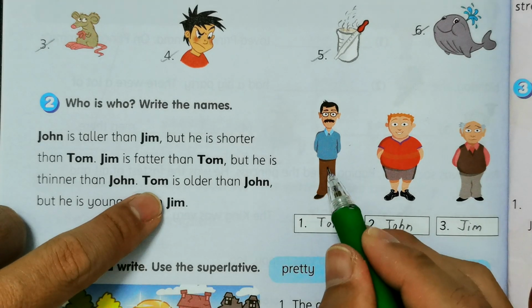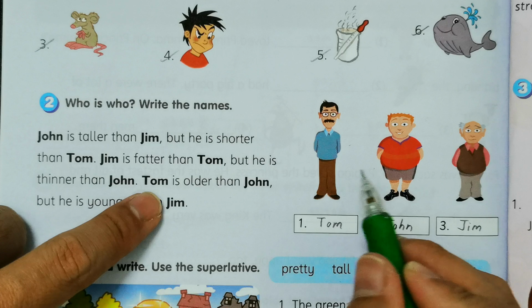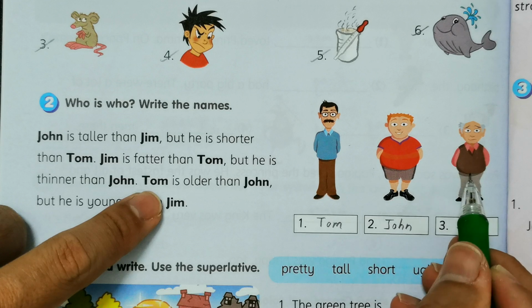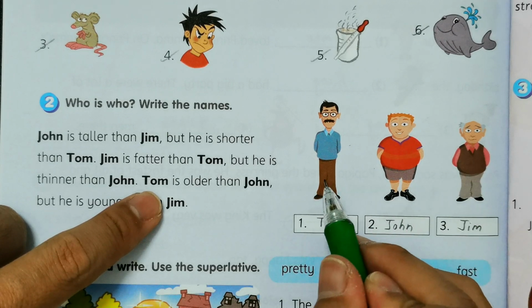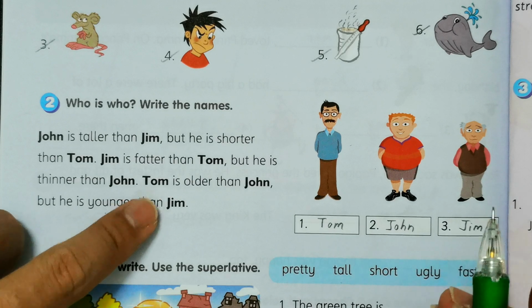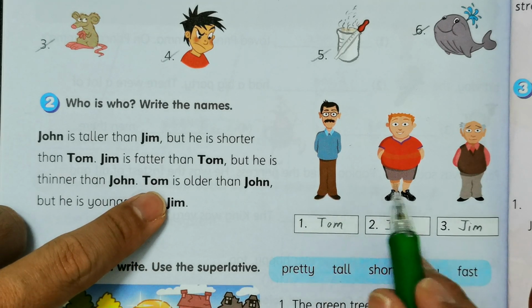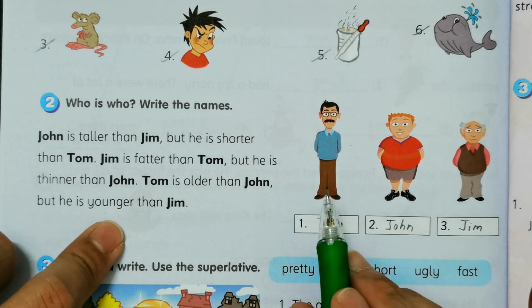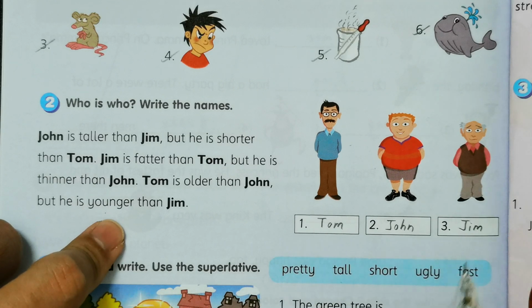Tom is older than John. So which means this is like a boy. So we have a man here, a middle-aged man versus the oldest man here. So Tom is older than John. Yes, but he is younger than Jim. Yes, which is correct. So these are the correct names here.